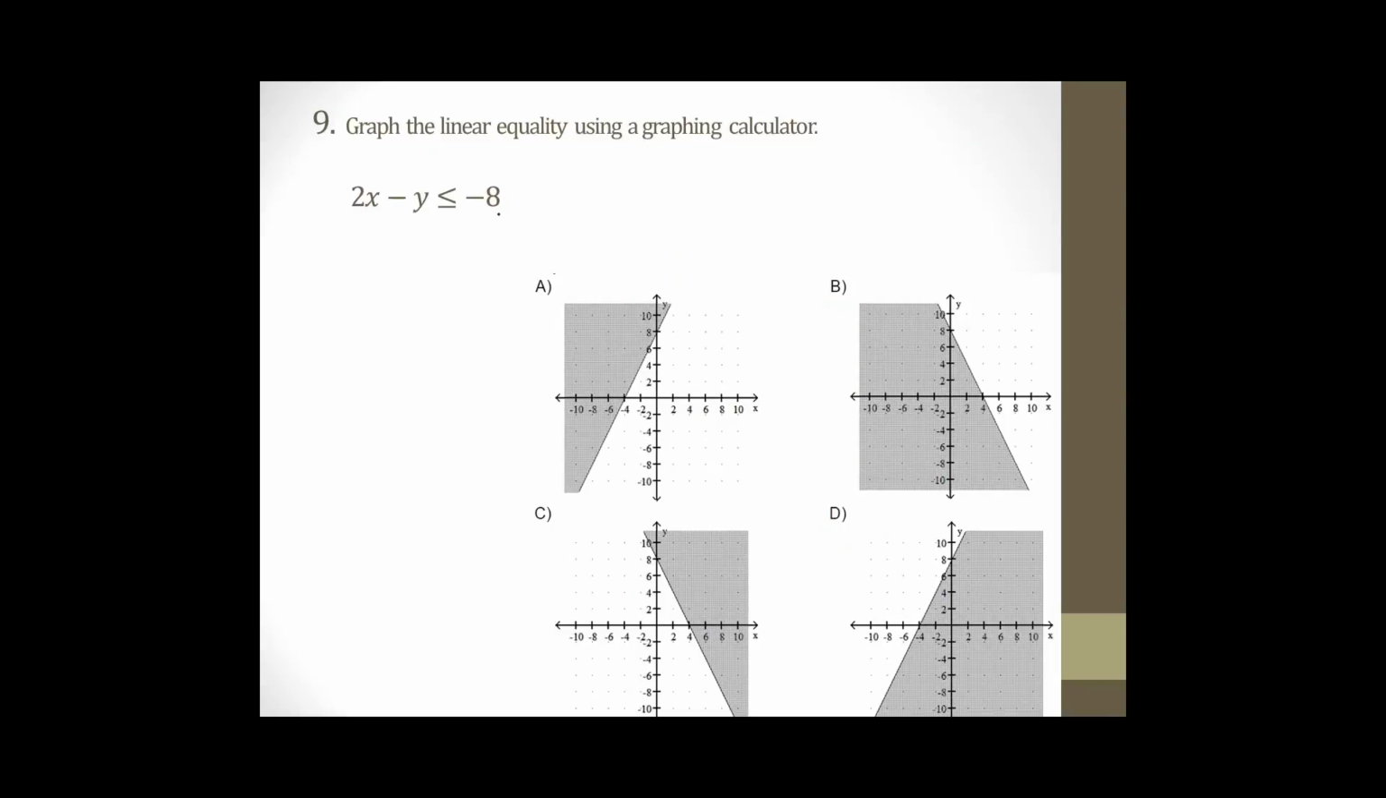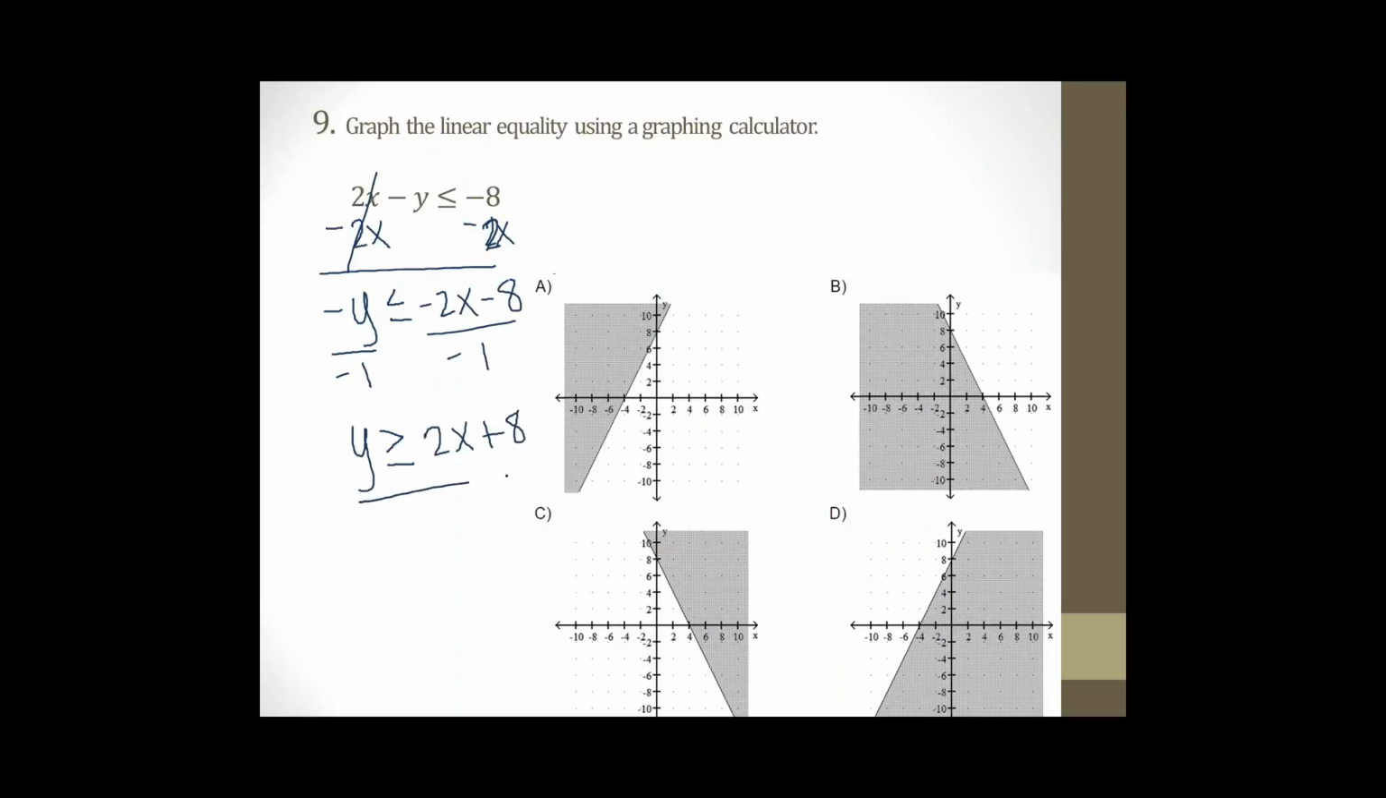So number 9 says to graph the linear inequality using a graphing calculator. So here's our inequality here. 2x minus y is less than or equal to -8. So like I said before, you want to put it in slope-intercept form if you're going to use the graphing calculator. So we want to set it where y is by itself. So let's start by subtracting 2x. So -y is less than or equal to -2x minus 8. But we want positive y. So let's divide everything by -1. So that's going to give me y. Now it's an inequality and I'm dividing by a negative. That's going to flip my inequality sign. y is greater than or equal to positive 2x plus 8.